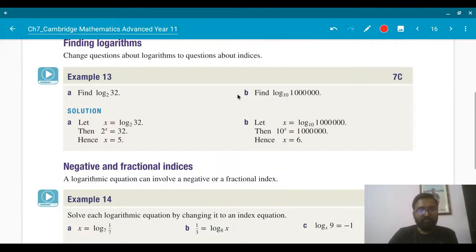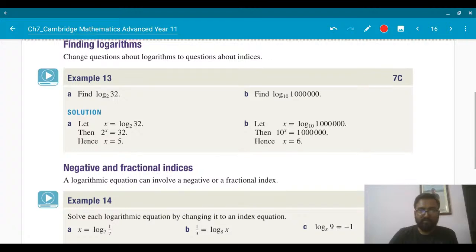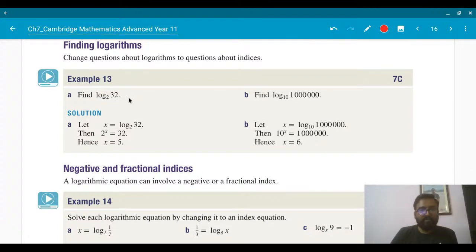Now finding logarithms, you can understand easily. So what happens here? 32 is equal to 2 power 5. So how can we write it? 5 is equal to log 32 base 2. Therefore x is equal to 5. The value of this logarithm is 5.